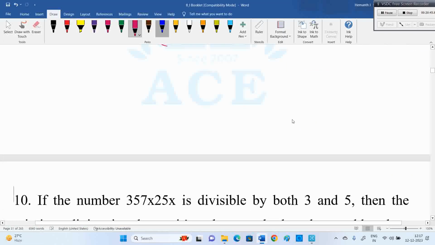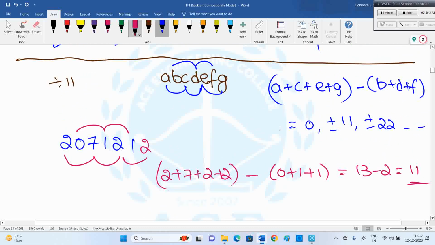So, divisibility related to 11. Now I have a doubt. Is a number divisible by 12 or not? How to check divisibility by 12? I have to check as 2 and 6, or 3 and 4. Because 12 is 2 into 6, and 12 is 3 into 4. Which one is correct? 2 and 6 or 3 and 4?